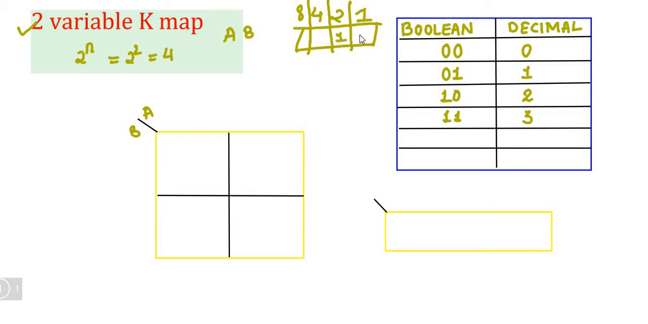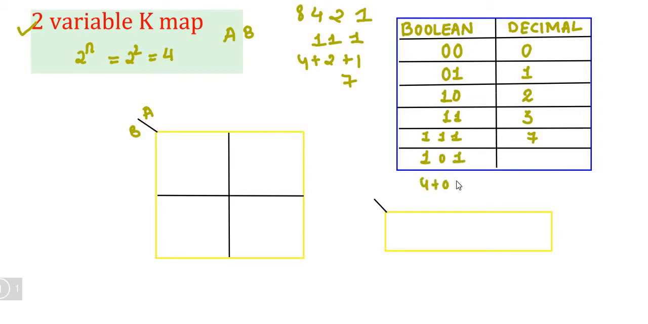Now if I have 1 and 1, this is 1 into 1 plus 2 into 1, which gives me 3, as I can also see from this result. If I have the Boolean number 111, it will be 1 plus 2 plus 4, which is 7. 101 will be 4 plus 0 plus 1, which is 5.